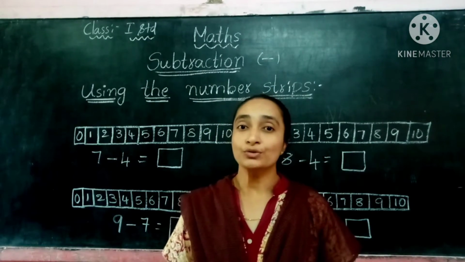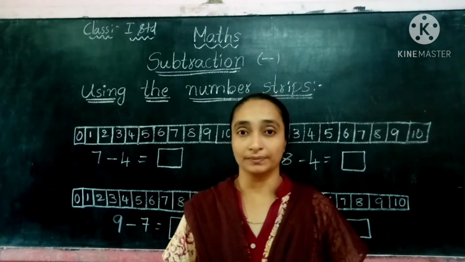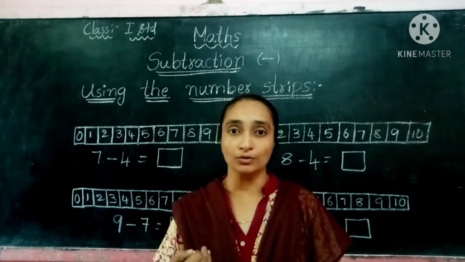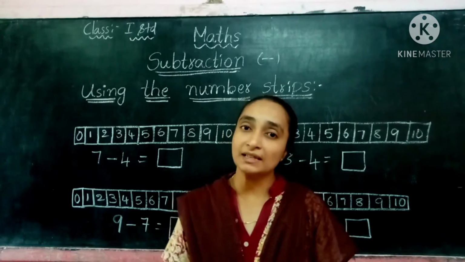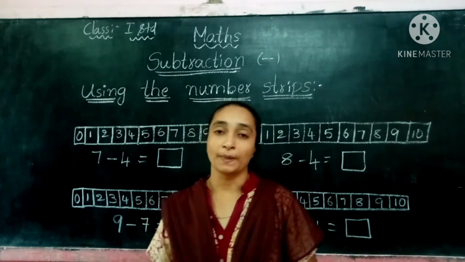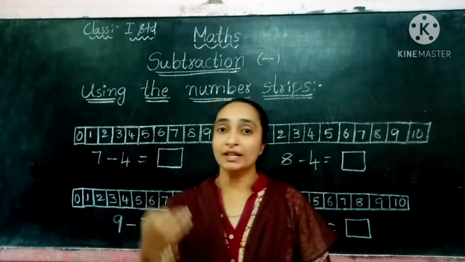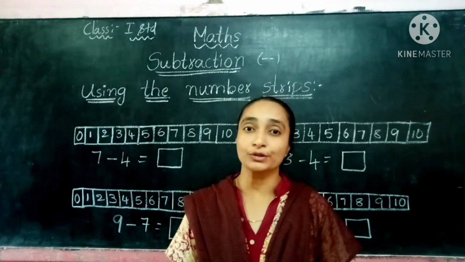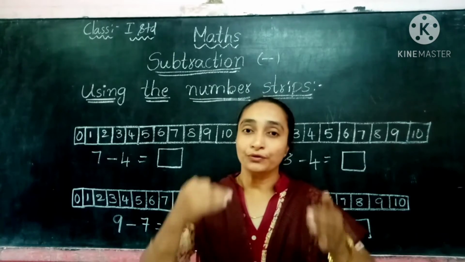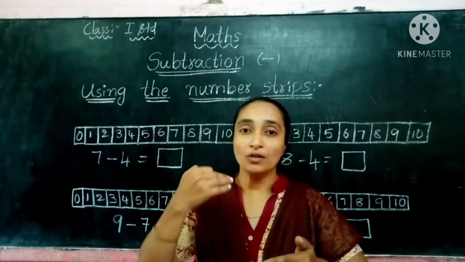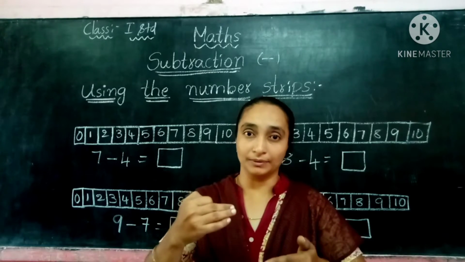In addition we used to take the small number first, because if you take the small number and then count the big number after it, the calculation will be very easy and fast. In subtraction, it is not the same. Here, in subtraction, we always have to take the big number. From the big number only we can subtract the small number.